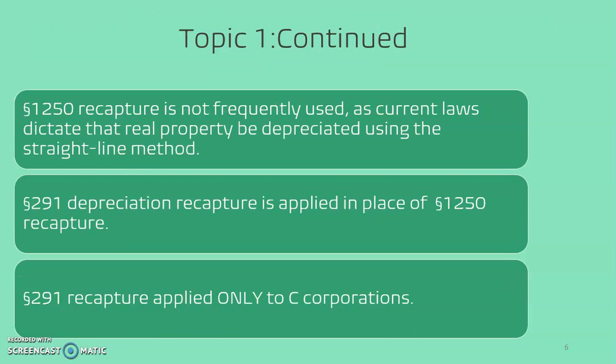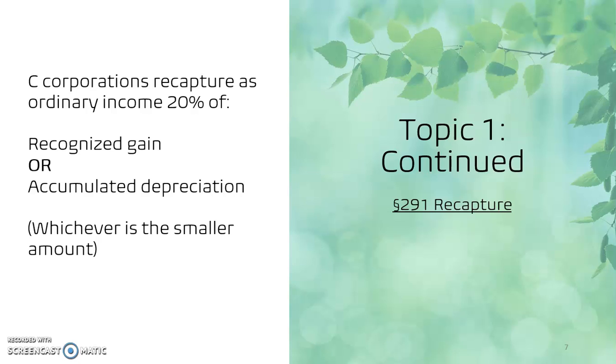Section 1250 recapture is not frequently used because current law states that real property must be depreciated using the straight-line method, so Section 291 depreciation recapture is applied in its place. However, Section 291 recapture is applied only to C corporations. For Section 291 recapture, C corporations recapture as ordinary income 20% of the lesser of recognized gain or accumulated depreciation.